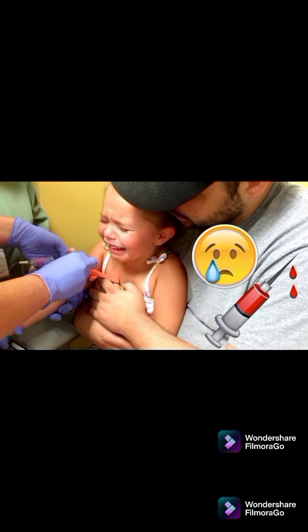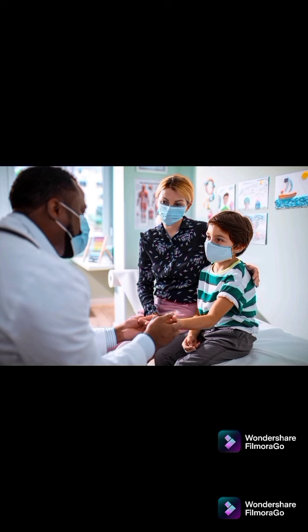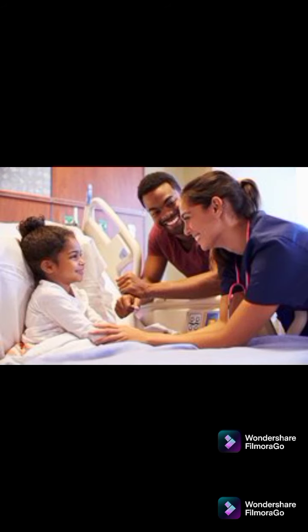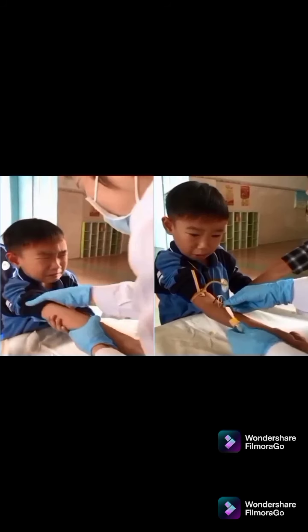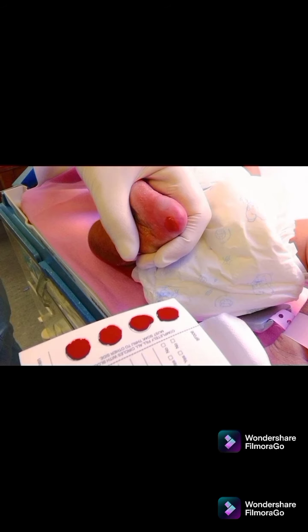Finger and heel sticks. When selecting a site for capillary stick, it should be pink or normal color, free of scars, cuts, bruises, or rashes, and it shouldn't be cyanotic. Finger and heel sticks are done with lancets and shouldn't go deeper than 2 mm into the skin.